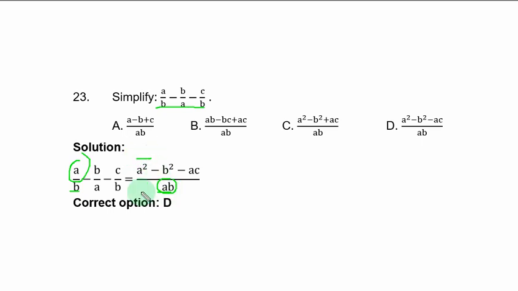The same AB divided by A, you have B times B, that is B squared. The sign there is negative. The same AB divided by B, you have A times C is AC. So you have (A squared - B squared - AC) over AB. Clearly, nothing else can be done. And what you have simply means that D is the correct option.